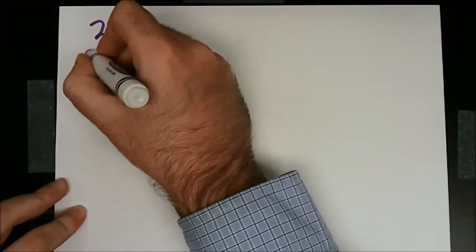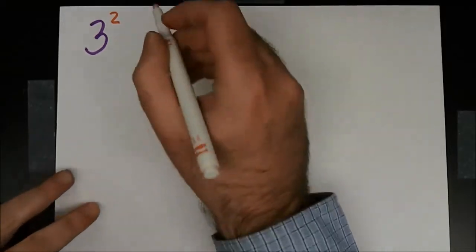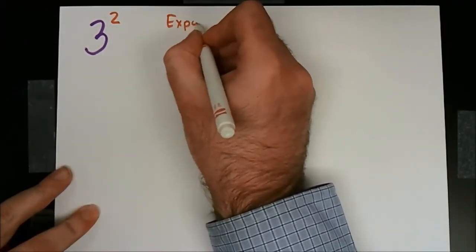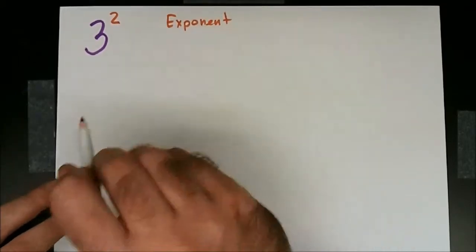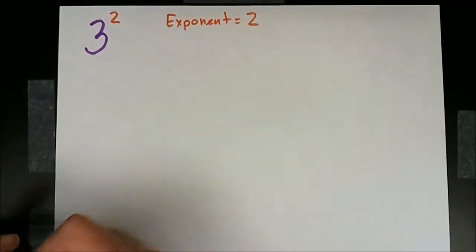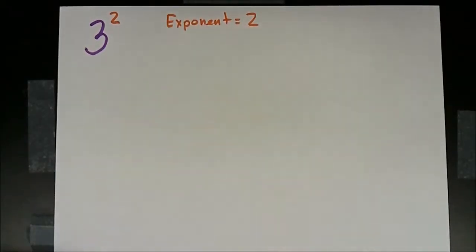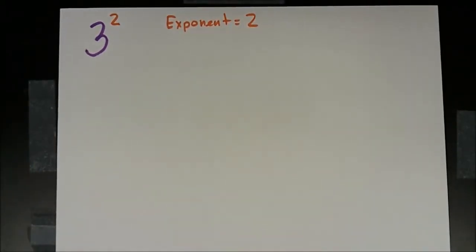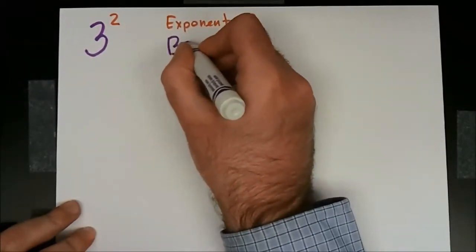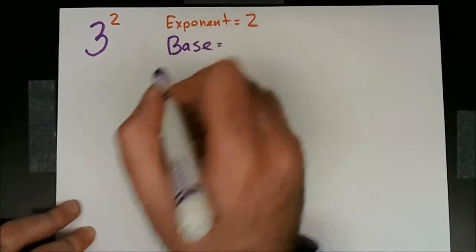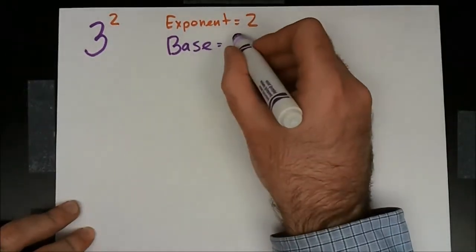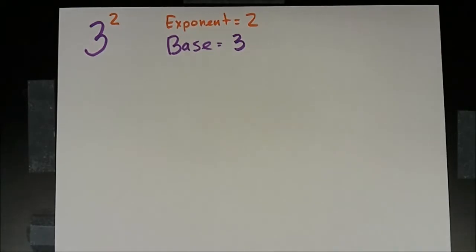So let's say we have a pretty simple example here. 3 to the second power. Okay, can someone tell me what is the exponent here? If you said 2, you're absolutely correct. And yes, that's a 2, not a z. Don't make fun of my 2's. And can someone tell me what is the base here? And yes, I'm color coding them, so that should be pretty obvious. If you said 3, you're also correct. So my exponent is 2, my base is 3.